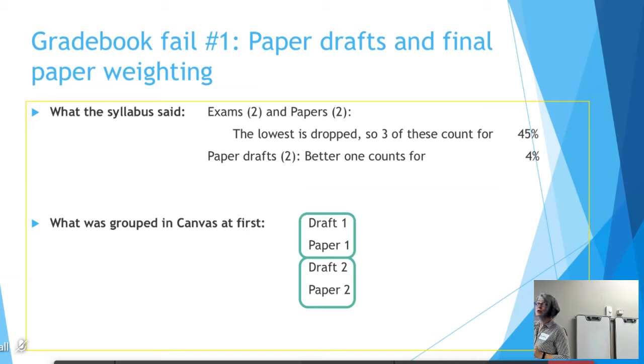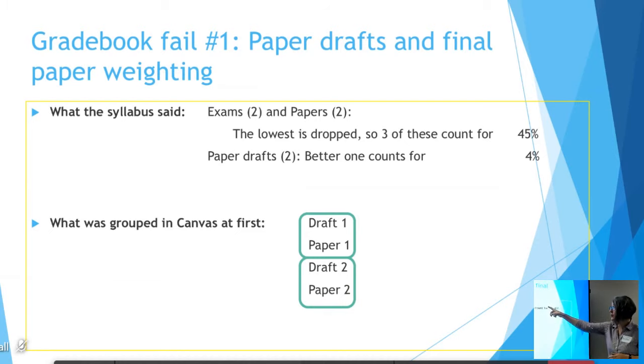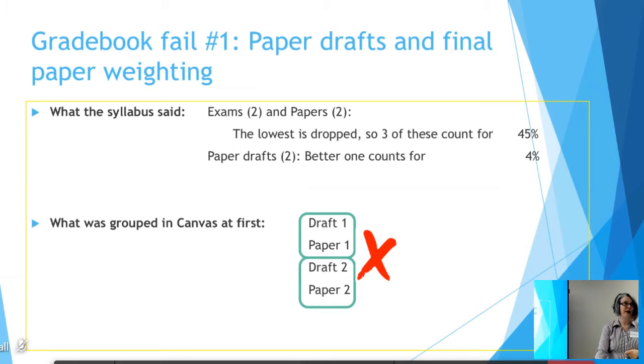Also, they need to do a draft of each paper, but again, if they do a terrible job on one draft, we're going to drop it. And again, for the solid performing students, if they say the second time around, oh, I don't want to do the draft, I'm just going to turn in the paper, they don't have to do it. So I grouped the draft and the paper and the draft and the paper in Canvas. But the problem is, if I'm going to drop one of these 3 things, or one of these 4 things, or one of those 2 things, this does not work at all.